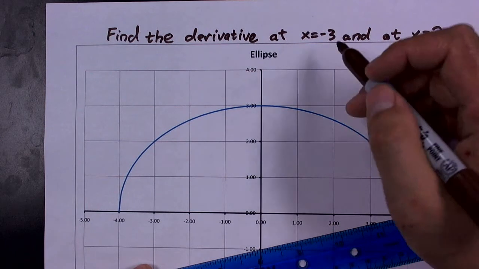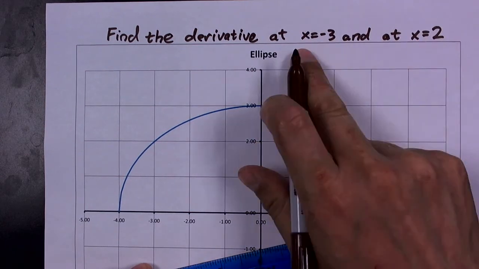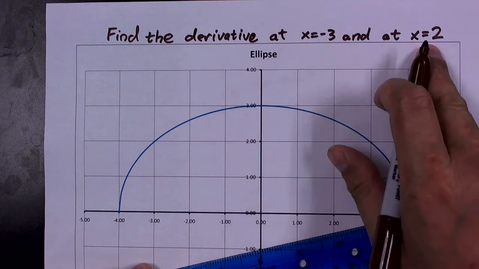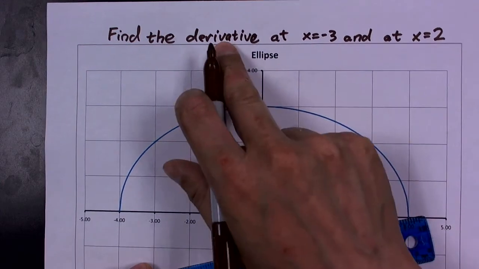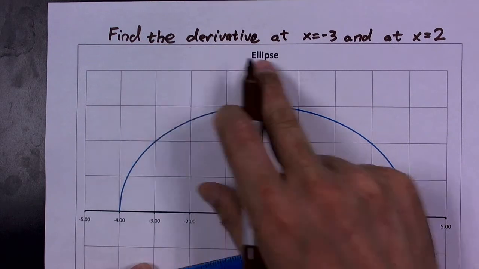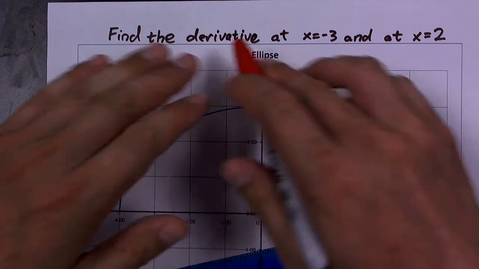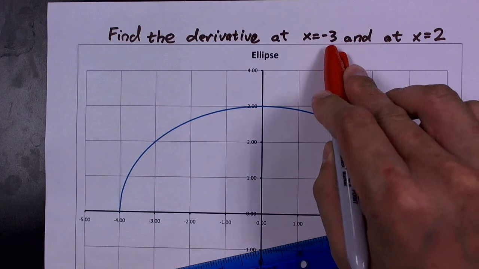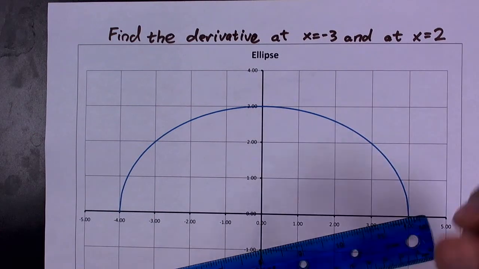Anyway, since we're given 2 points on the x-axis, x equals -3 and x equals +2, the answer is going to be 2 actual numbers rather than functions or something like that. And that's because we're not asked to find the derivative of the entire function, we're just asked to find the derivative at these 2 particular points. So first let's figure out where these points are.